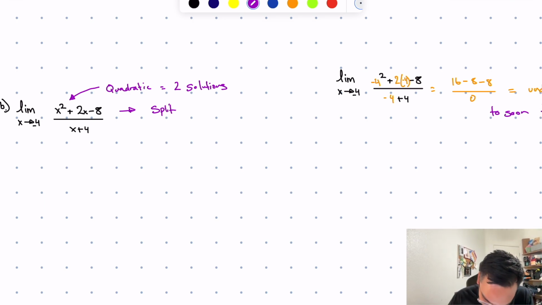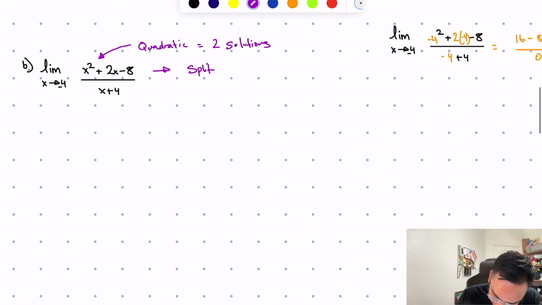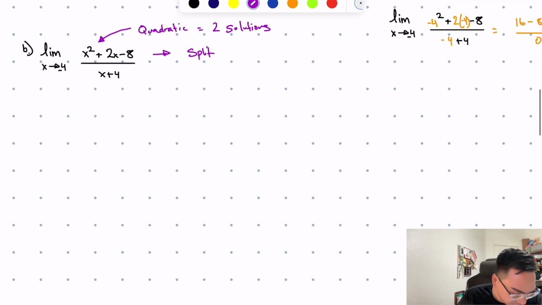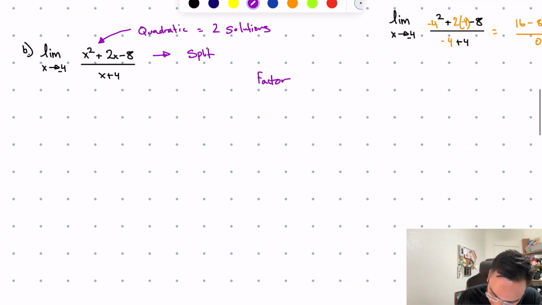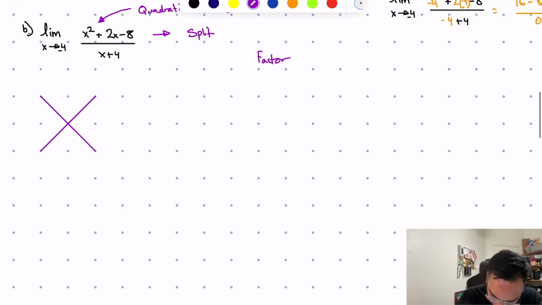So going back to this, on top we see it's a quadratic, 2 solutions, which means that we can split them. The easiest way to split them is to factor. Now, there's a method that I had to learn. I don't really always do this method, the X method. Some people learn it. I never learned it, but the way it works is you take your number, so this one, whatever it multiplies to, it has to add to this.